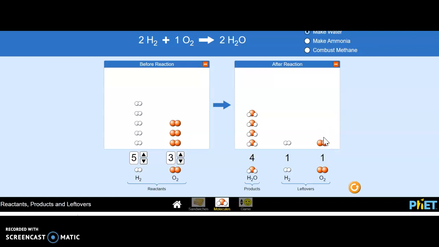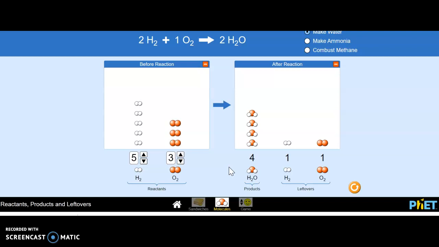We would have to have another molecule of the oxygen in order to use up these 2 hydrogens. So in this case, our limiting reagent is the oxygen, our excess reagent is the hydrogen, and it's just floating around waiting, and our products are the H2O.